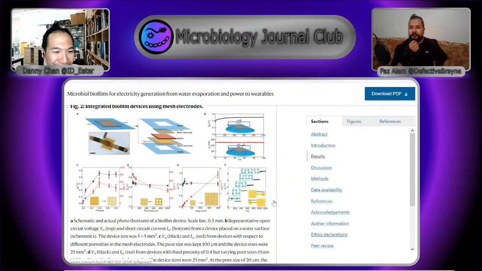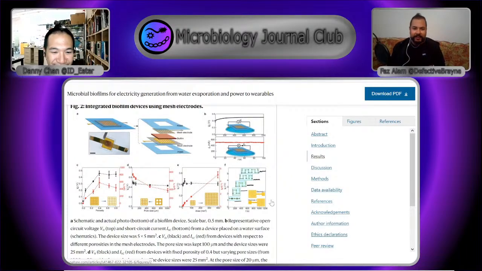They make these tiny little cells where they mush the biofilm between two electrodes, and those cells are essentially batteries, so they can attach those cells in series. And when you attach things in series, you get more voltage out of that scenario.